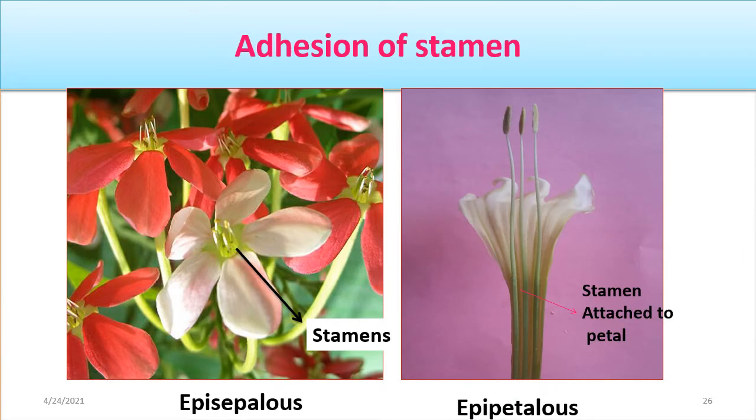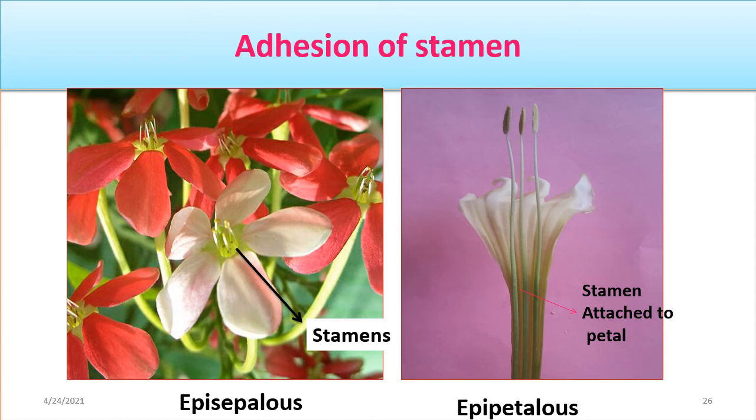Then adhesion. Now cohesion and adhesion are different. Cohesion is where one floral whorl is attached to a member of the same floral whorl, but adhesion means one to other. Androecium may be attached to the calyx or corolla, and gynoecium may be attached to the androecium. So this is called adhesion.